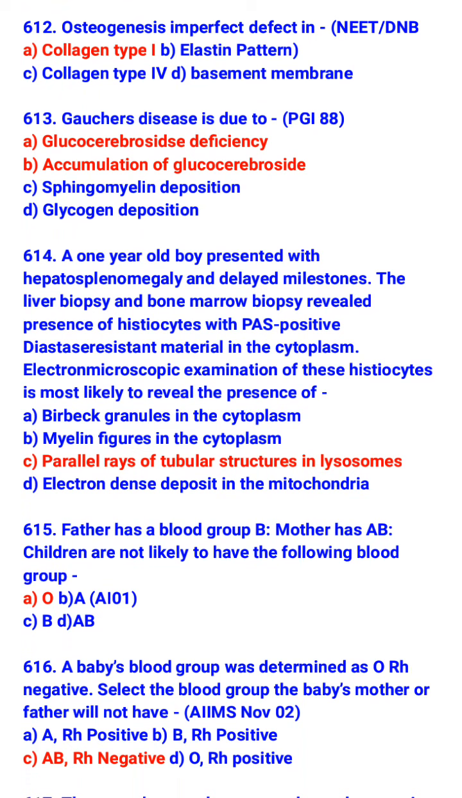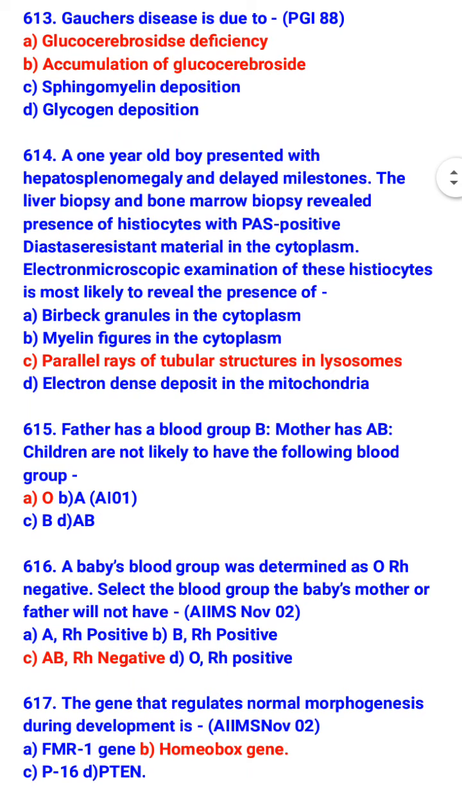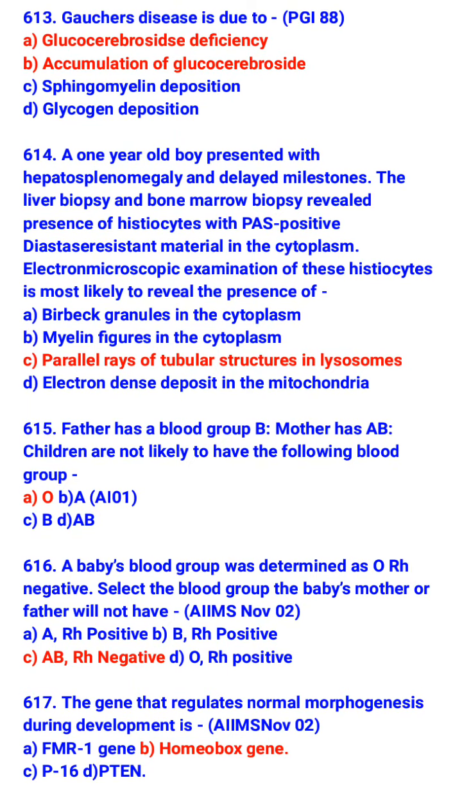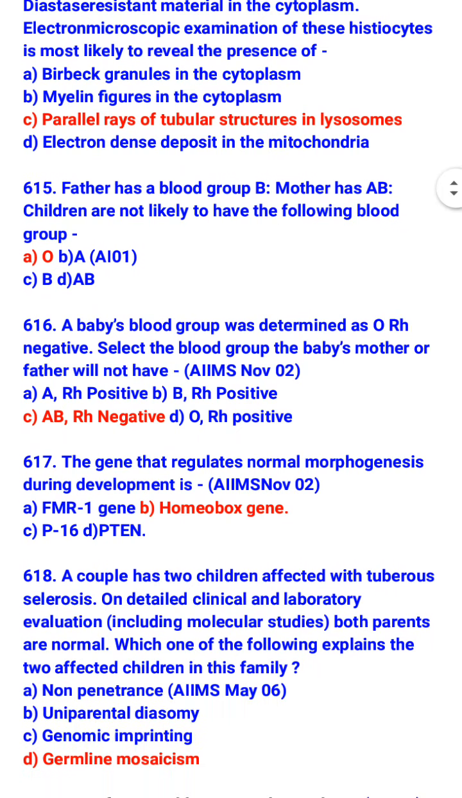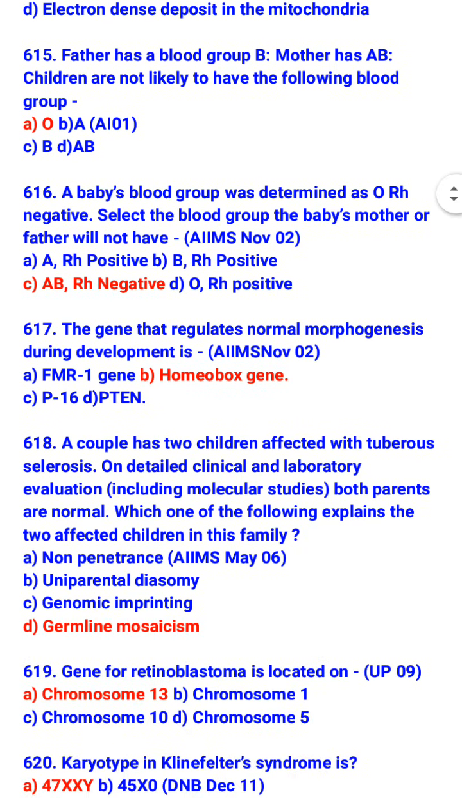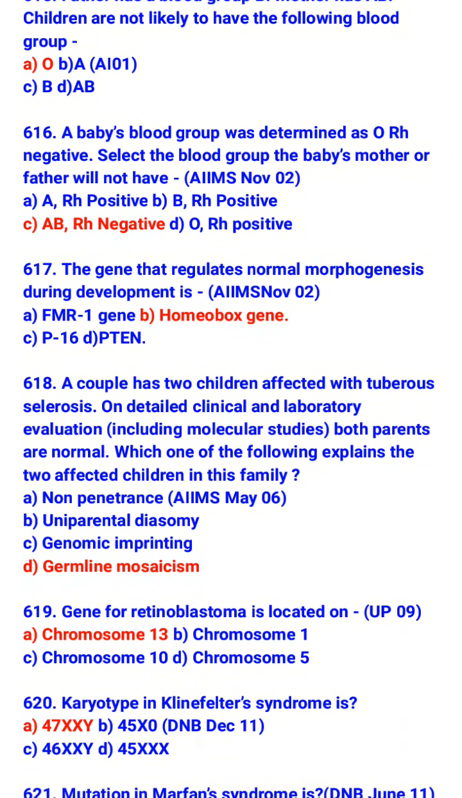Father has blood group B, mother has AB. Children are not likely to have blood group O. They may have A, B or AB. A baby's blood group was determined as O, Rh negative. Select the blood group the baby's mother or father will not have. AB is not possible and Rh negative is not possible. The gene that regulates normal morphogenesis during development is the homeobox gene.